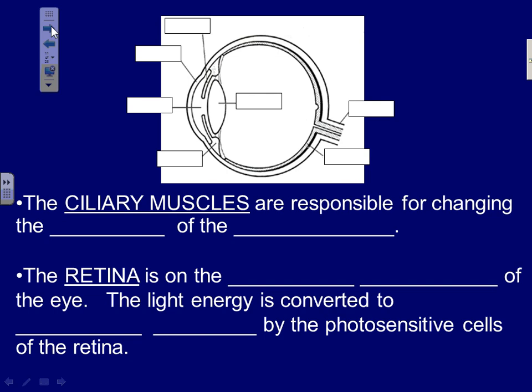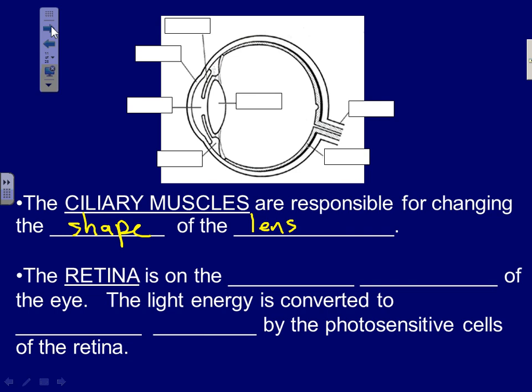Anyway, the ciliary muscles are responsible for changing the blank of the blank. What are they changing? Size, shape, not necessarily size, but the shape. Its actual volume probably stays constant. You know what I mean? Like it's not like it gets smaller or bigger. It's just being redistributed by the squishing. The shape of the lens.